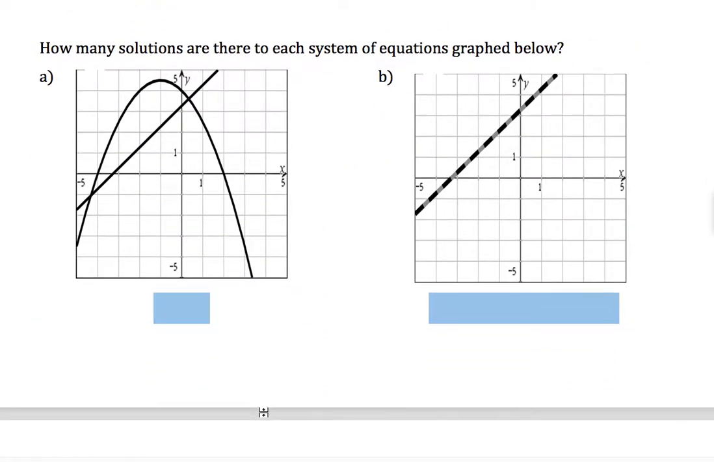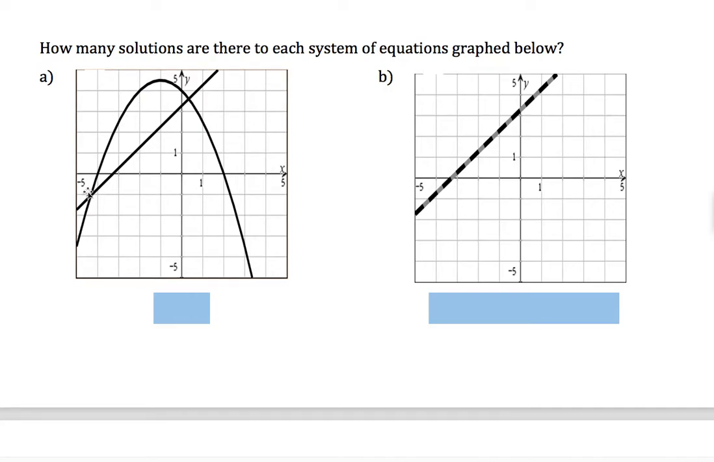All right, how many solutions are there to each system of equations graphed below? This time they've already given us the graph of our system, and we just need to look at it and state how many solutions. Again, on your graphs, the solutions are your intercepts, or where the 2 lines intersect. So let's just look at them.